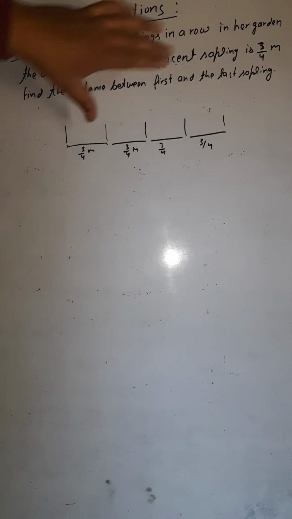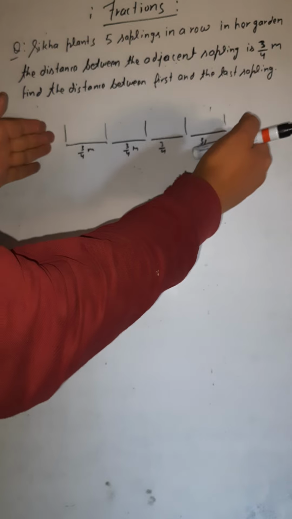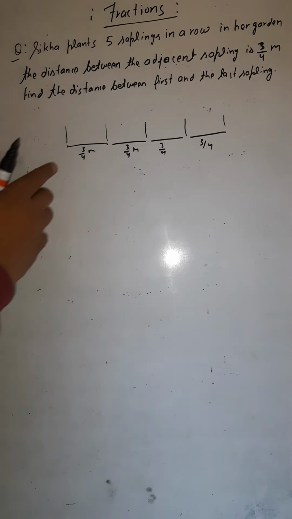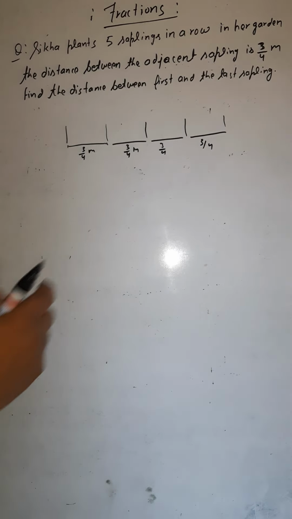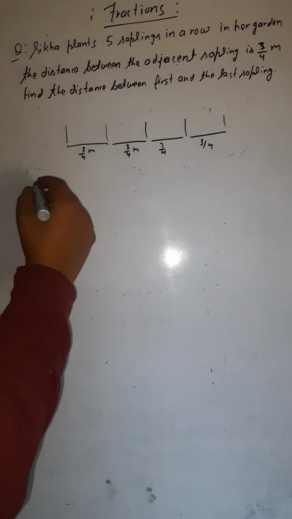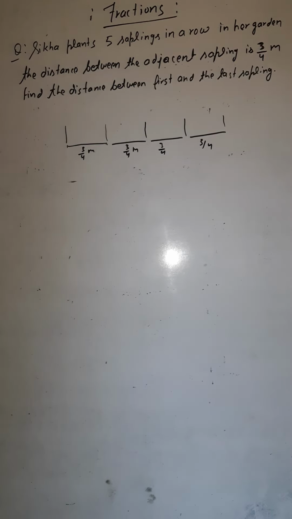First plant here and last plant here, means you have to find out the distance between the first and the last plant. The distance between each plant is 3 by 4. So what would you do? You would be adding all these: 3 by 4 plus 3 by 4 plus 3 by 4 plus 3 by 4. Then you would be getting your answer.